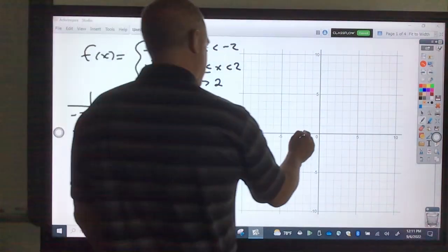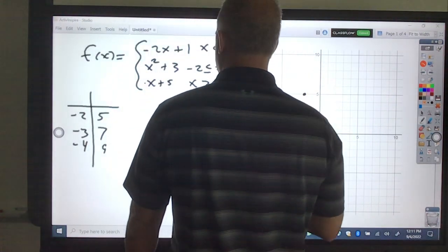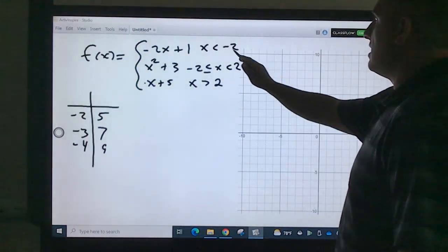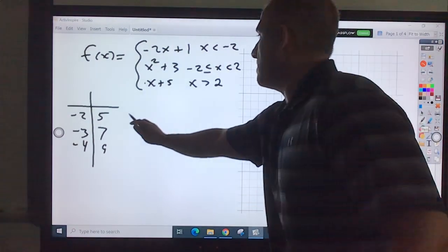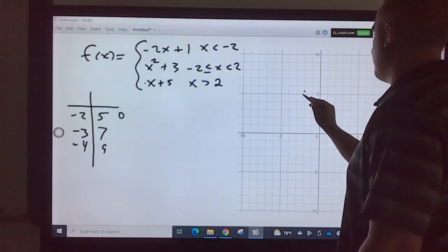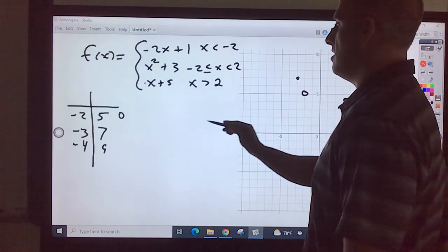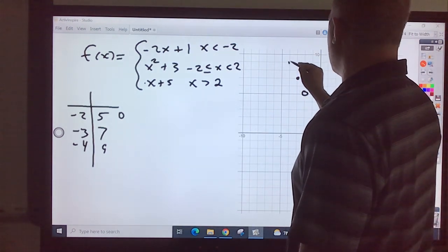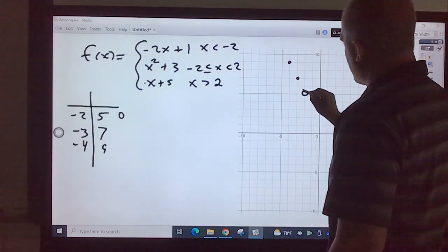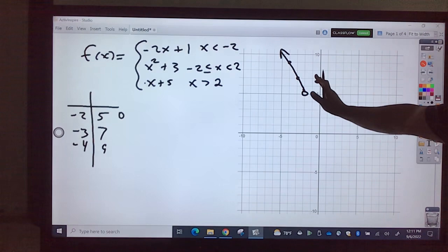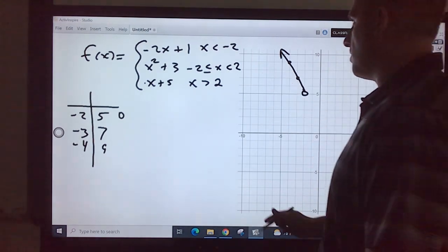So I plot those points, negative 2 over 5 up. Now, that first point is at the open end, so this will be an open circle. So negative 2, 5, I'm here. Negative 3, 7, I'm here. Negative 4, 9, I'm here. Now, since this is a line going on forever, I want to draw it that way. I don't want to keep going this way because that's the next part, all right?